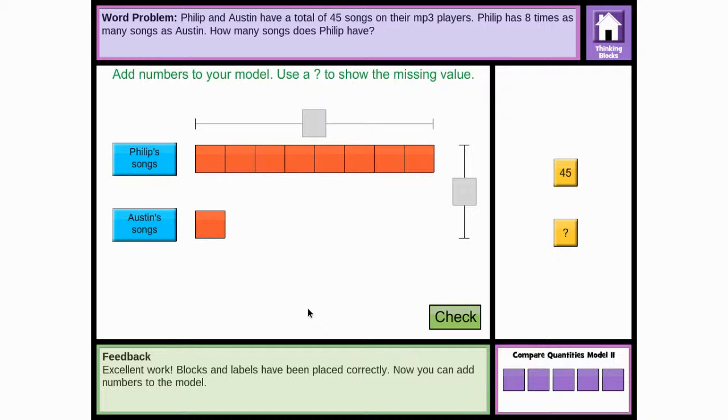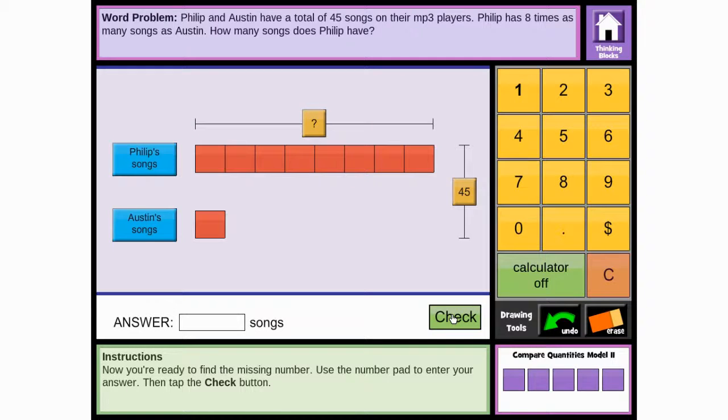So my next step is to label the values that I know and then the part that I'm looking for. What's the question? So I know that Philip and Austin together have a combined total of 45 songs. So over here it's showing that combined Philip and Austin have 45 songs. What I'm looking for is how many songs does Philip have? And then the last part is to use my model to solve the problem.